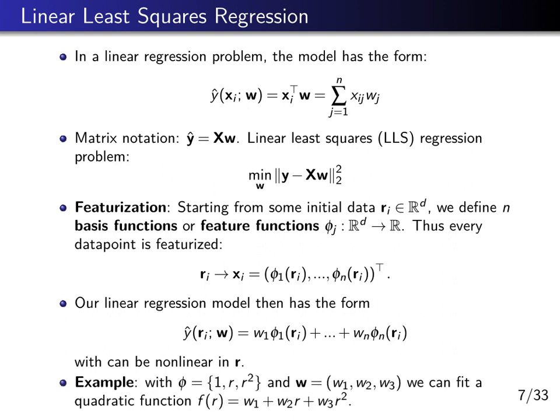So to give an example, if you choose the following feature functions, 1, r, and r squared, and the corresponding weights, w_1, w_2, and w_3, with that we can fit any quadratic function, f of r equals w_1 plus w_2 r plus w_3 r squared.